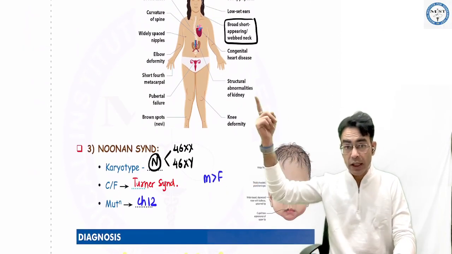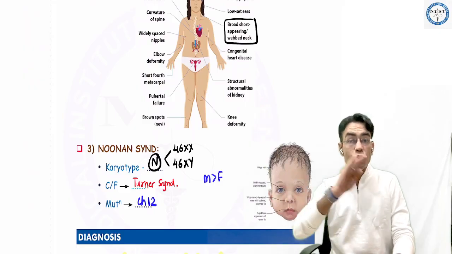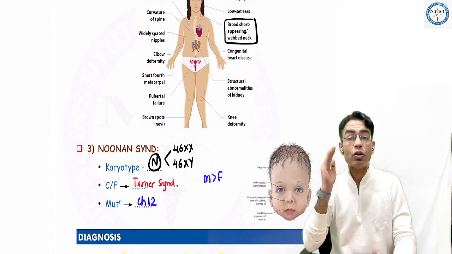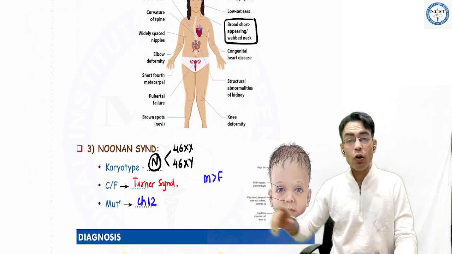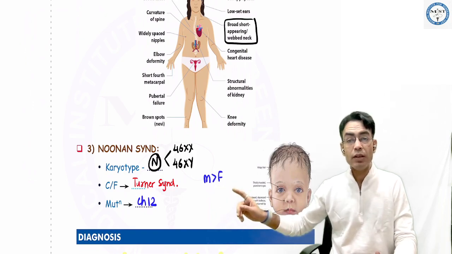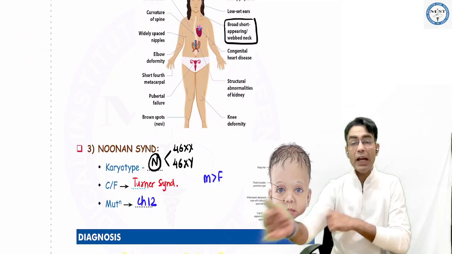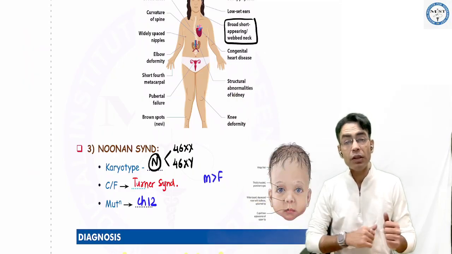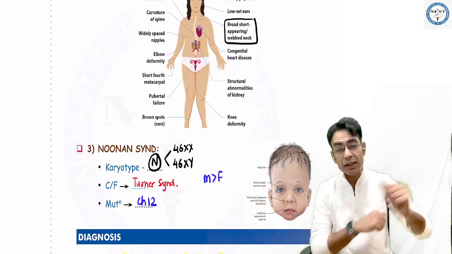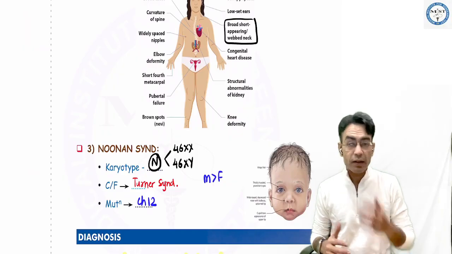Noonan syndrome looks like Turner, but it's not a sex chromosomal disorder. It's a mutation on chromosome number 12. And for Noonan, always remember, males are more involved than females. So it's not a sex chromosomal disorder, and they have a normal genotype. Why have I kept it here? Because I wanted you to compare it with Turner, because clinically they present like Turner, but they're not Turner. Okay?